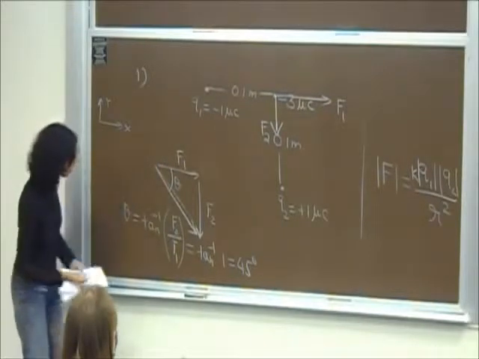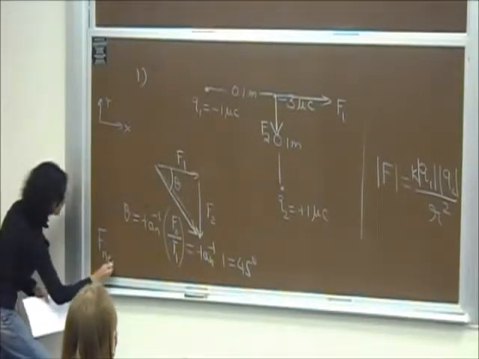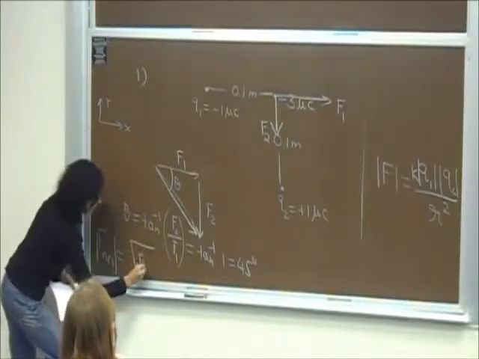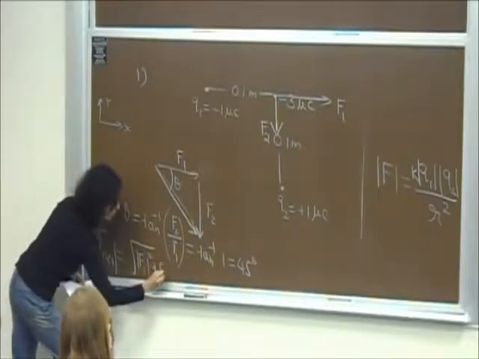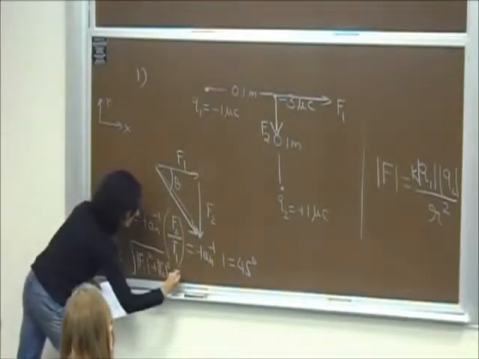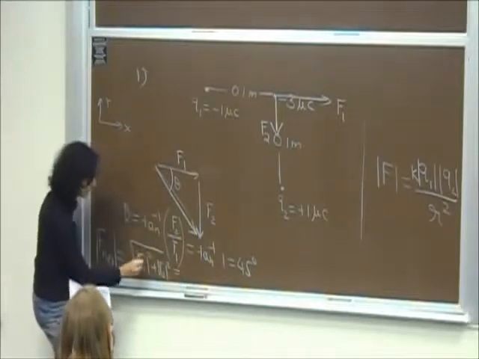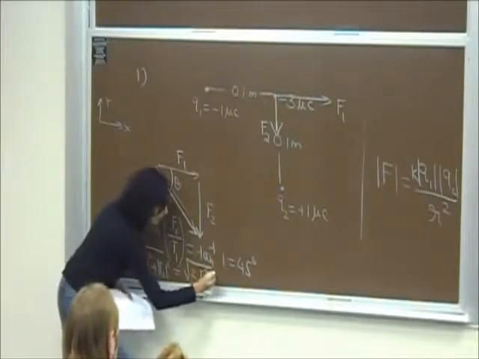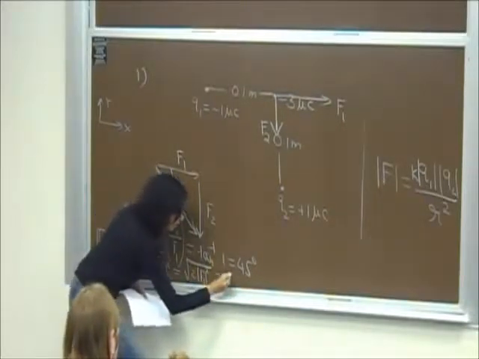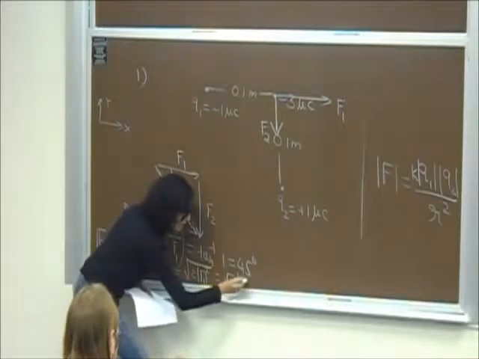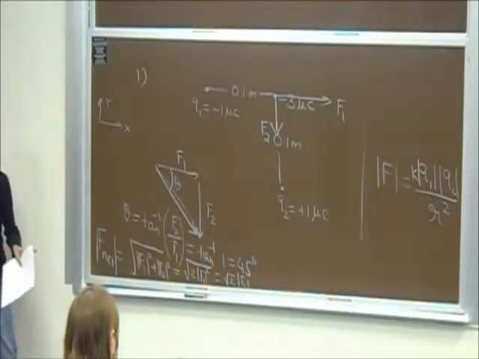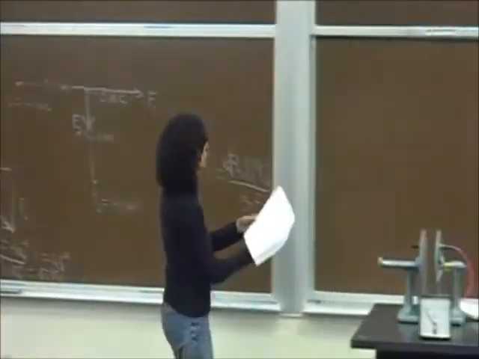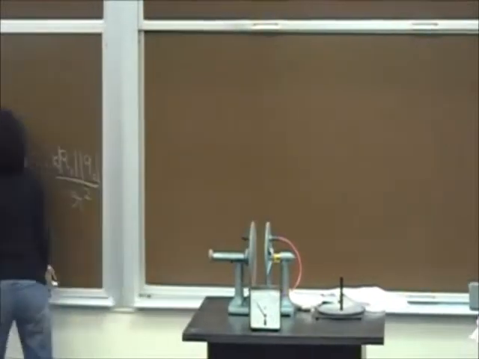And I'll let you find the magnitude of the force. F net magnitude will be the square root of F1 squared plus F2 squared, which you can write as the square root of 2 times F1 squared, which will be square root 2 times F1 magnitude. Is that making sense, folks?